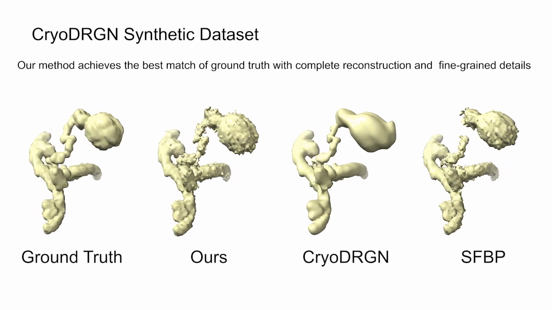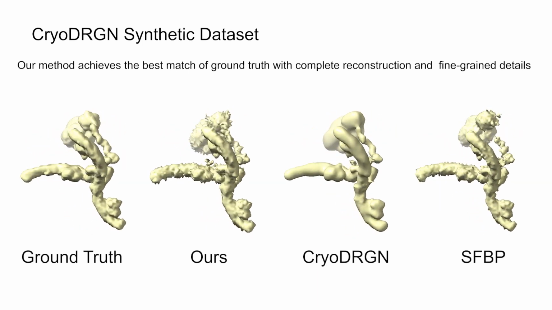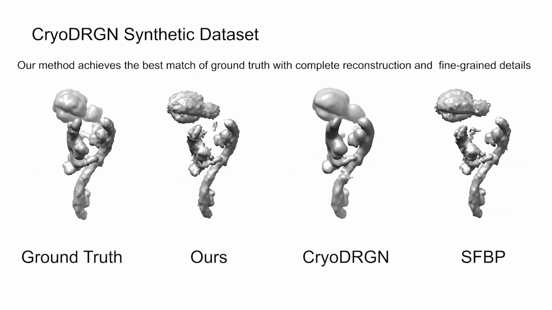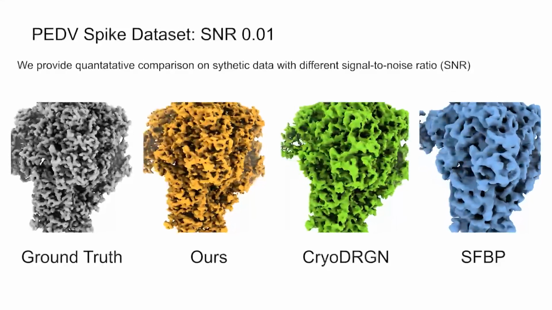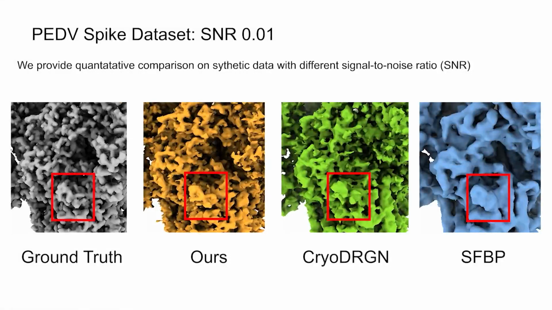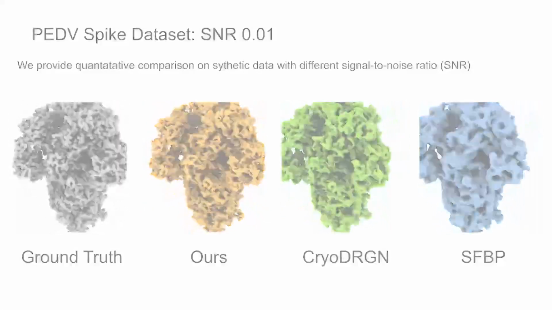We start by performing heterogeneous reconstruction on CryoDragon's synthetic dataset. Our reconstructions match all the conformational states in the ground truth. We compare CryoFormer with CryoDragon and sparse Fourier backpropagation on our proposed PEDV spike dataset with SNR equals 0.01.